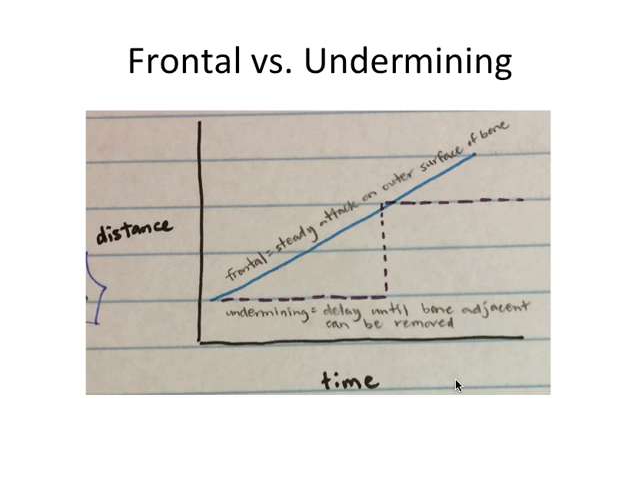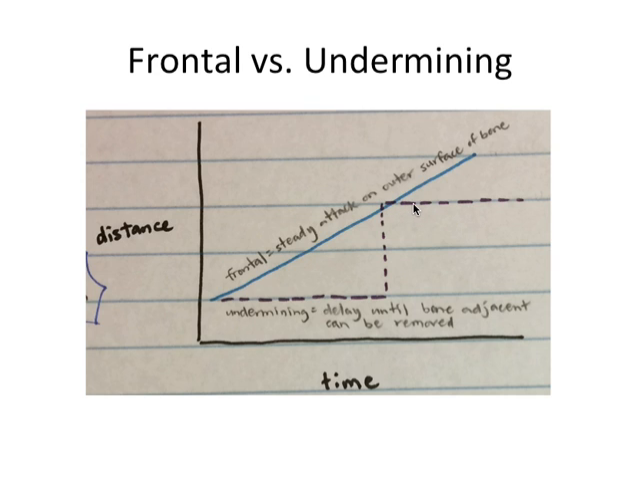And then this is just a small graph I drew looking at frontal versus undermining resorption. So this is distance of tooth movement. This is period of time. And you can see how frontal resorption is slow but steady. It's a steady attack on the outer surface of bone. And with undermining resorption, we have that delay until the entire bone adjacent to the tooth can be removed, and then the tooth jumps forward.